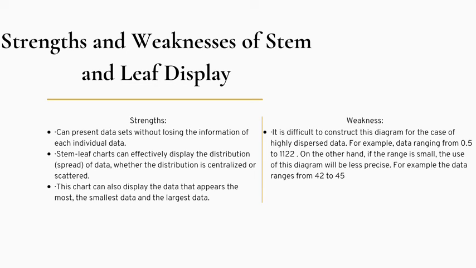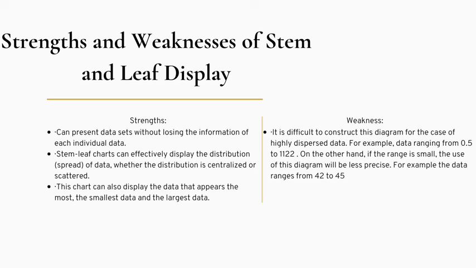Strengths and weaknesses of stem and leaf display, or advantages and disadvantages. So the first is the strength or advantage. First, it can present data sets without losing the information of each individual data. Second, stem and leaf charts can effectively display the distribution or spread of data, whether the distribution is centralized or scattered. Third, this chart can also display the data that appears the most, the smallest data, and the largest data. Fourth, it allows basic statistical calculation, or the 5-number summary.